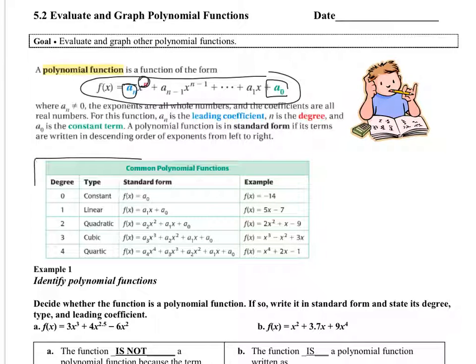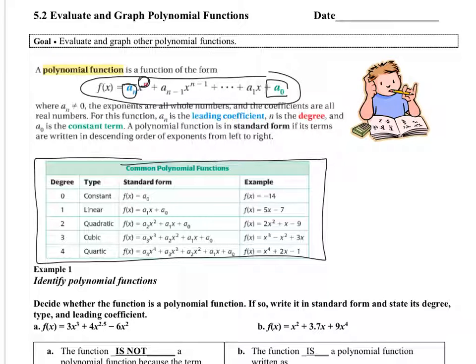Something you'll want to be familiar with is this chart. A degree of 0 is a constant, like the number -14 has a degree of 0. Linear equations are in that y equals mx plus b form, so x has an exponent of 1. Quadratic equations are where x has a degree of 2, so this is quadratic because the degree of the equation is 2.